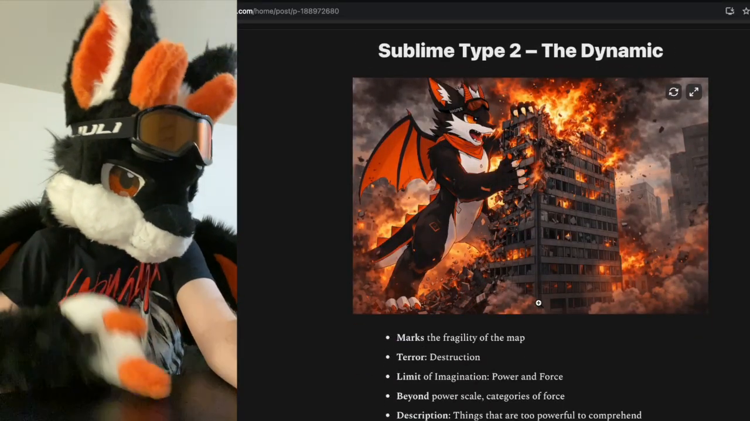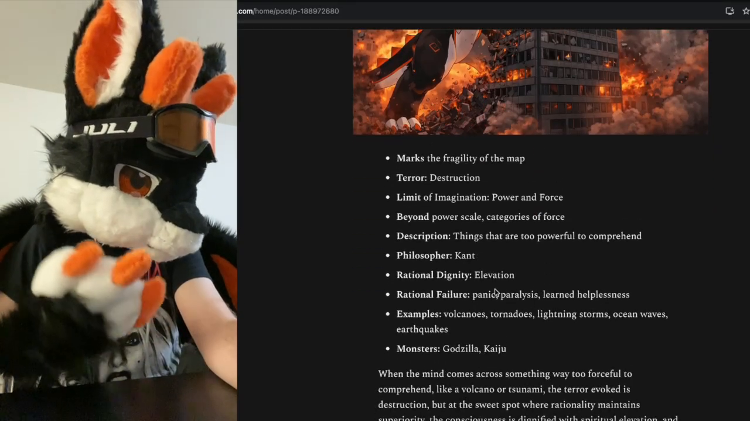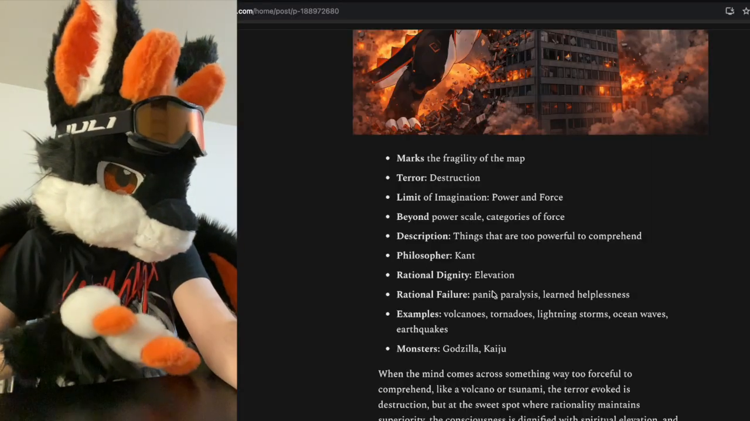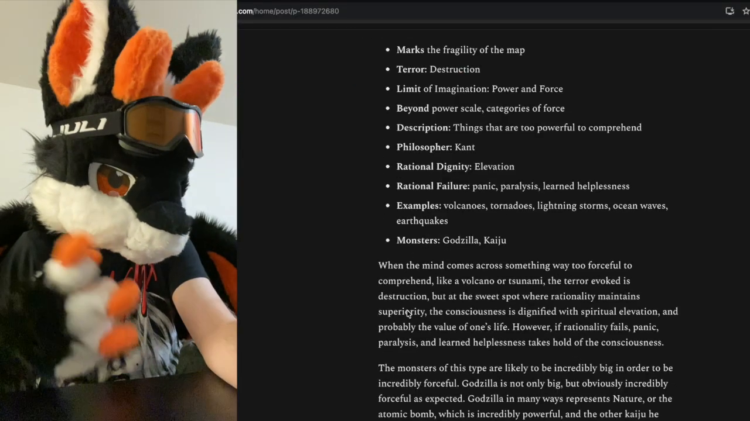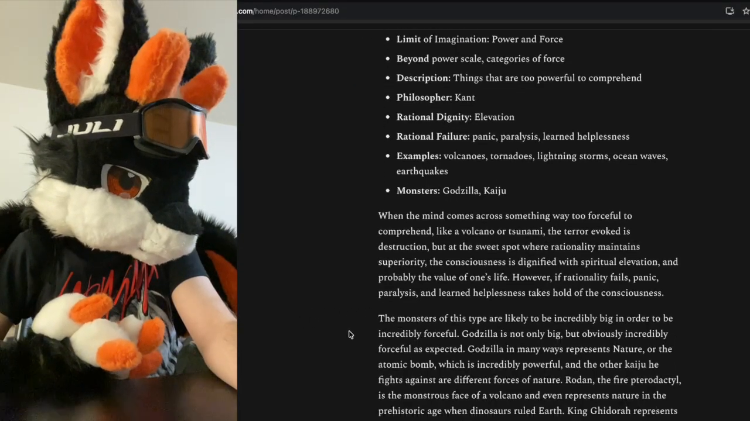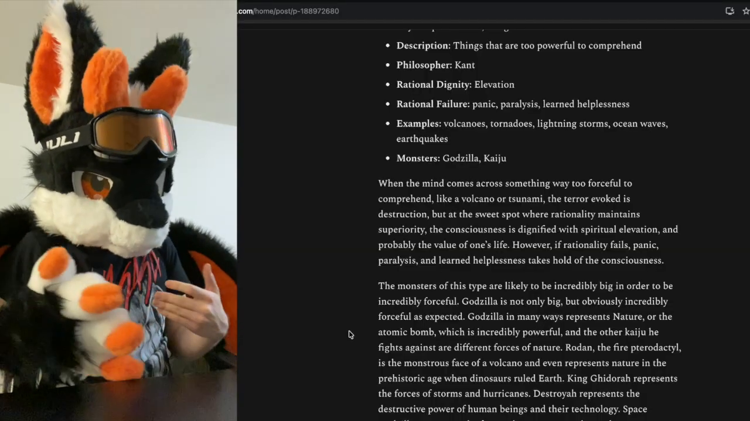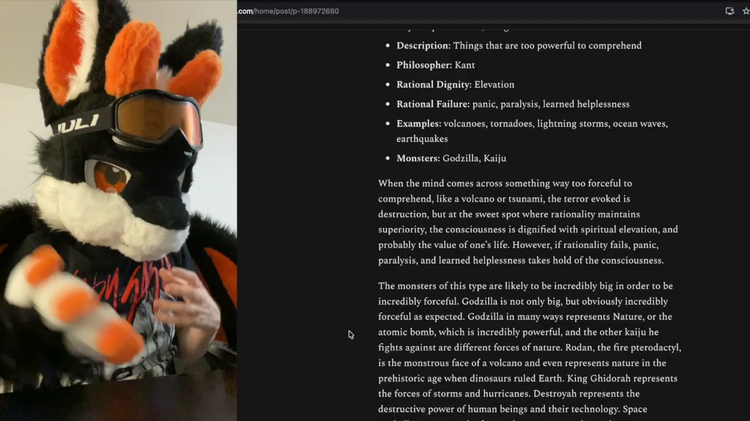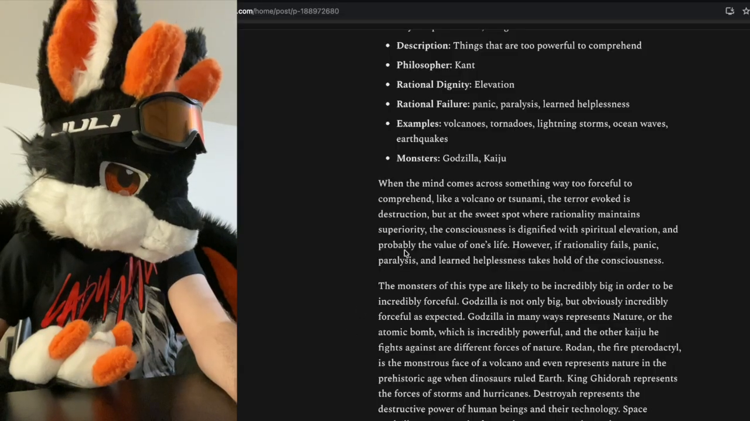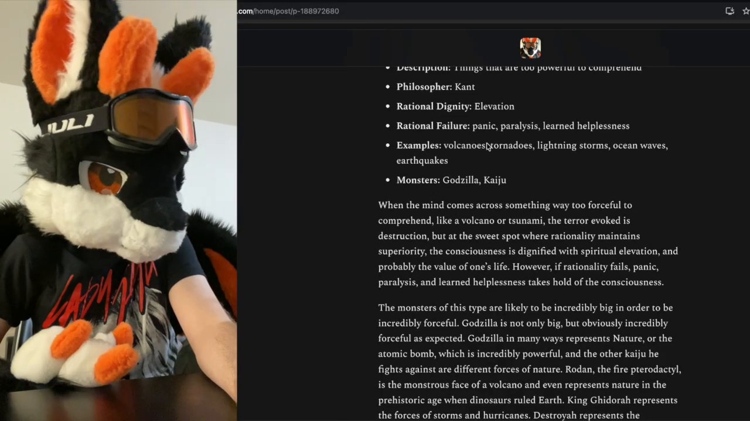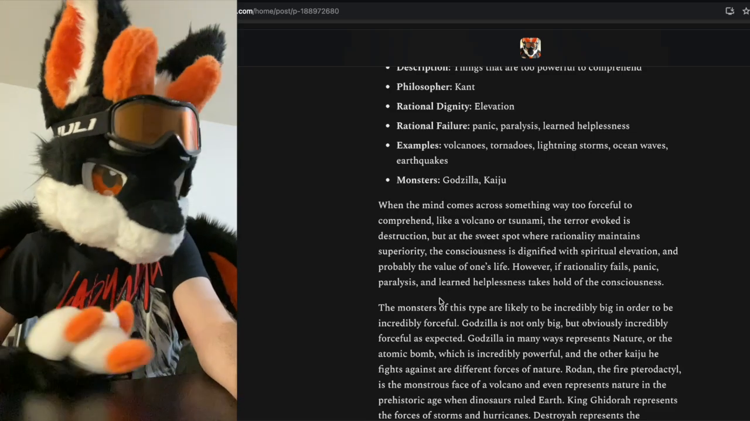The dynamic takes it a step further in the sense that you could actually be destroyed. So someone could be in panic at how powerful the earth is, and the monsters that represent this are again Godzilla, and the different kaiju monsters that Godzilla fights against literally map out, literally mark the limits of different powerful forces. Because Kant talks a lot about nature, and he gives a lot of examples like volcanoes, tornadoes, lightning, storms, ocean waves. Different monsters represent these things.